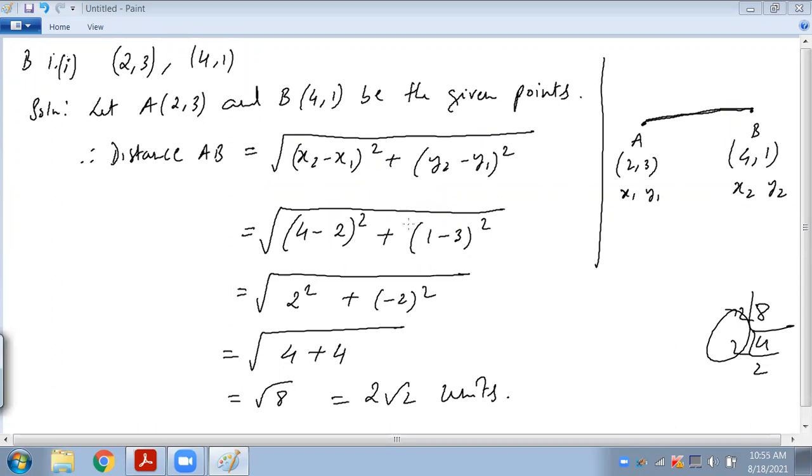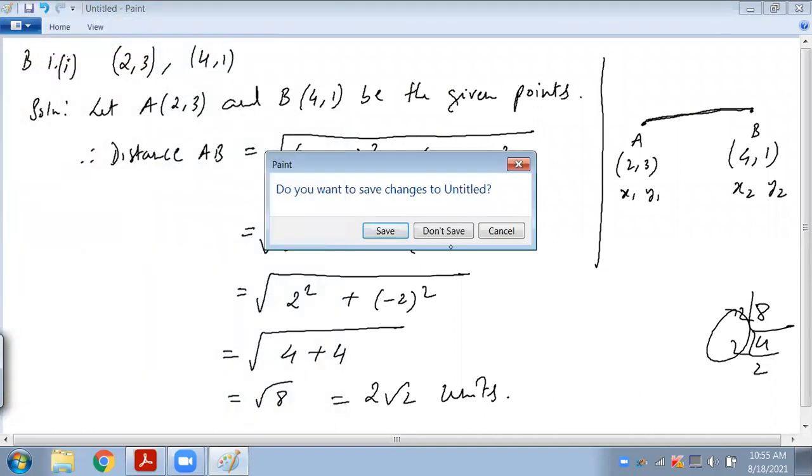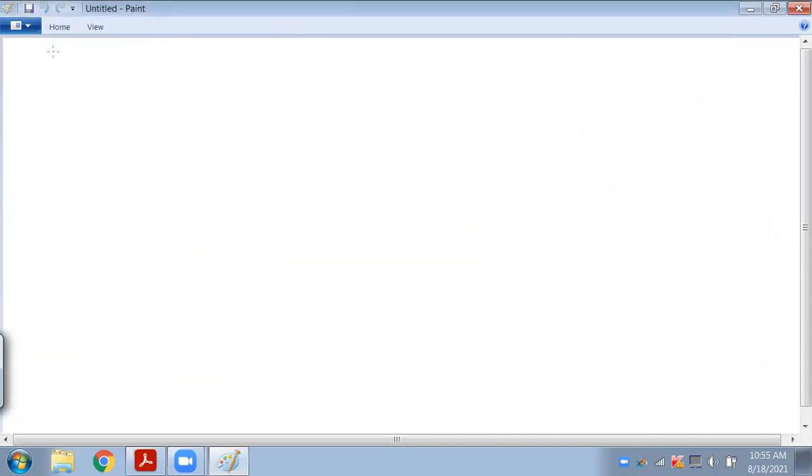Now the measure of the distance will have a certain unit, but here no unit is mentioned, whether it will be in cm, meter. So since there will be a certain unit, we're just going to write units. Okay, so I think it's done. Now number 3, let's do number 3.